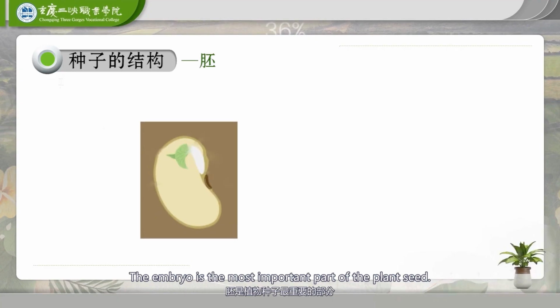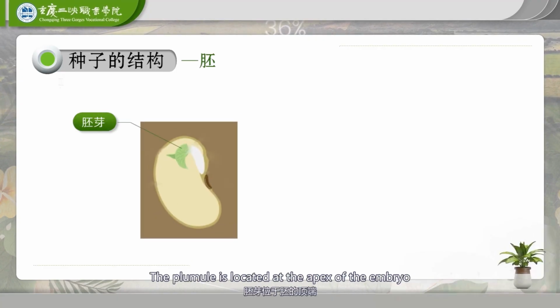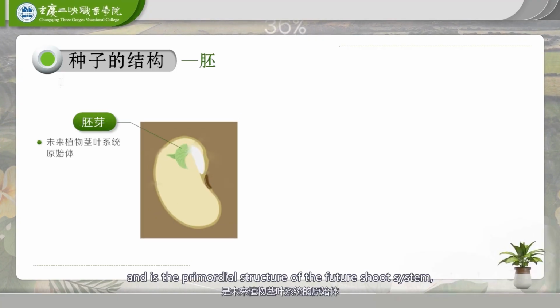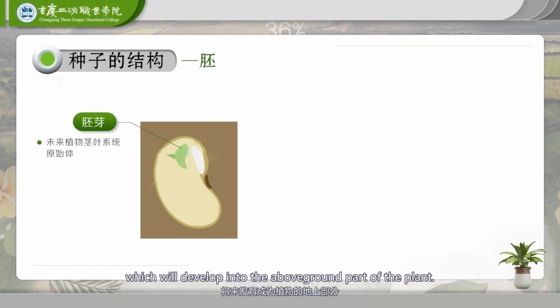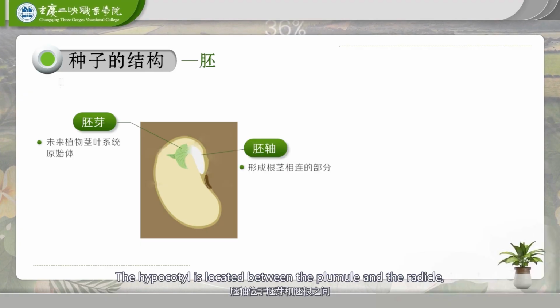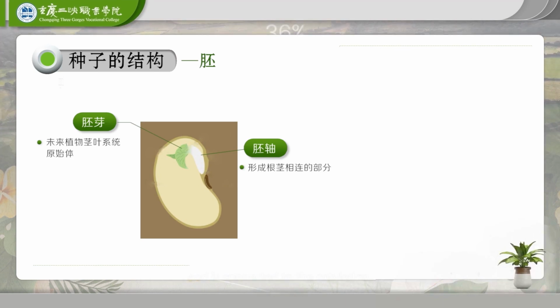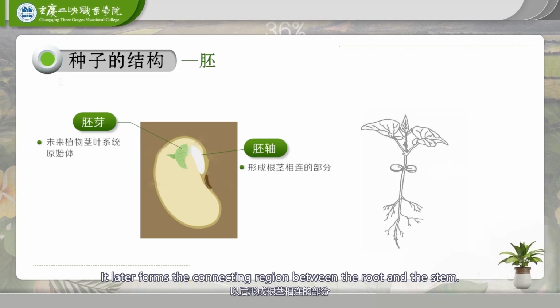The embryo is the most important part of the plant seed. The plumule is located at the apex of the embryo and is the primordial structure of the future shoot system, which will develop into the above-ground part of the plant. The hypocotyl is located between the plumule and the radicle, and is connected to the cotyledon. It later forms the connecting region between the root and the stem.